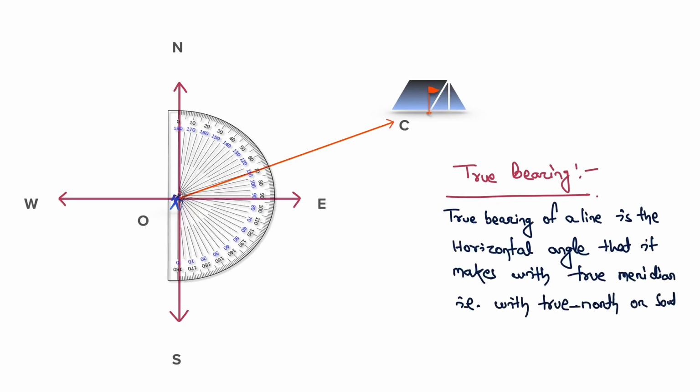Let's take this example. You are standing at the point O and you want to find out the true bearing of the line OC. Thus, you take the true north line as a reference line. Now placing the protractor, you find out that the line OC makes 70 degree with the line north, and hence the true bearing of the line will be north 70 degree east.